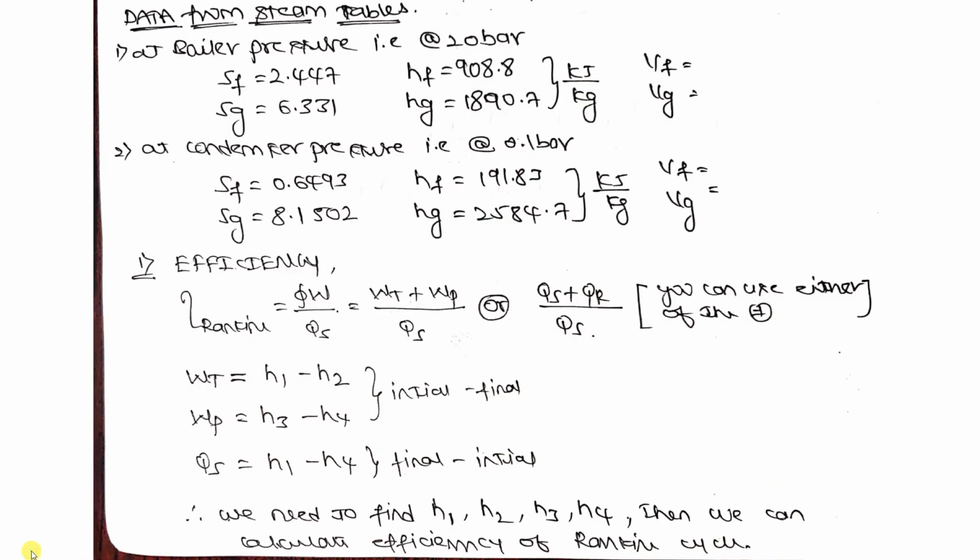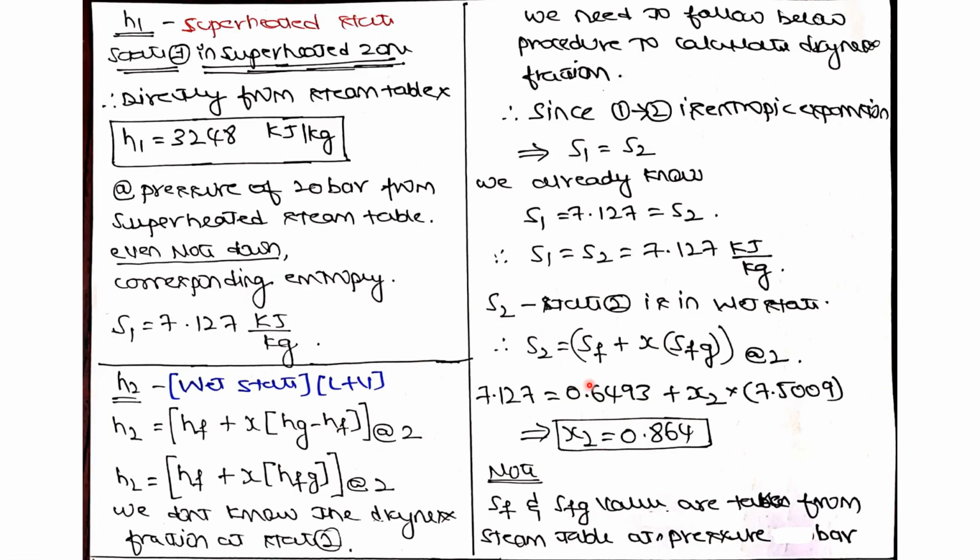You already know the value of S1 from here. Correct? You have noted it down from the steam table, that is 7.127. So that particular value is also equal to S2 as stated here. Now, what is S2? State 2 is in the wet region. So if it is in the wet region, S2 is given by again Sf plus X into Sfg at state 2. At state 2, you know the value of Sf and Sfg.